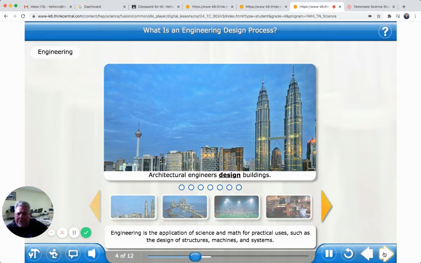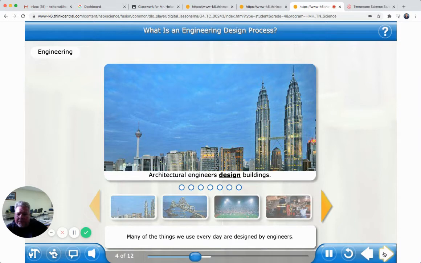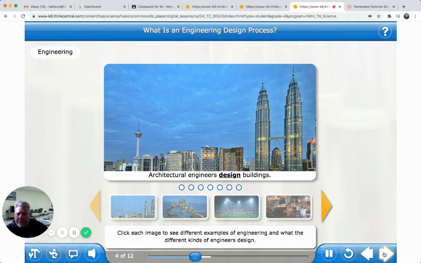Engineering is the application of science and math for practical uses, such as the design of structures, machines, and systems. Many of the things we use every day are designed by engineers. Click each image to see different examples of engineering and what the different kinds of engineers design.